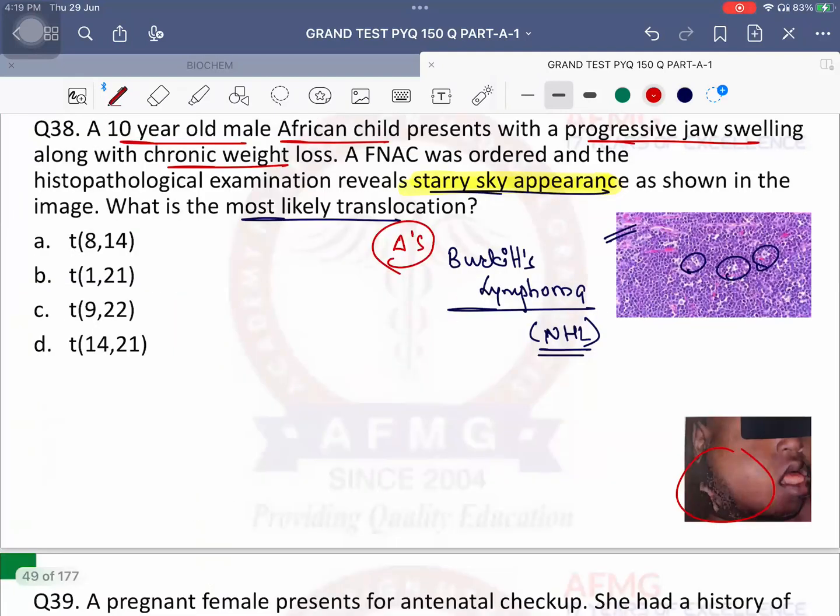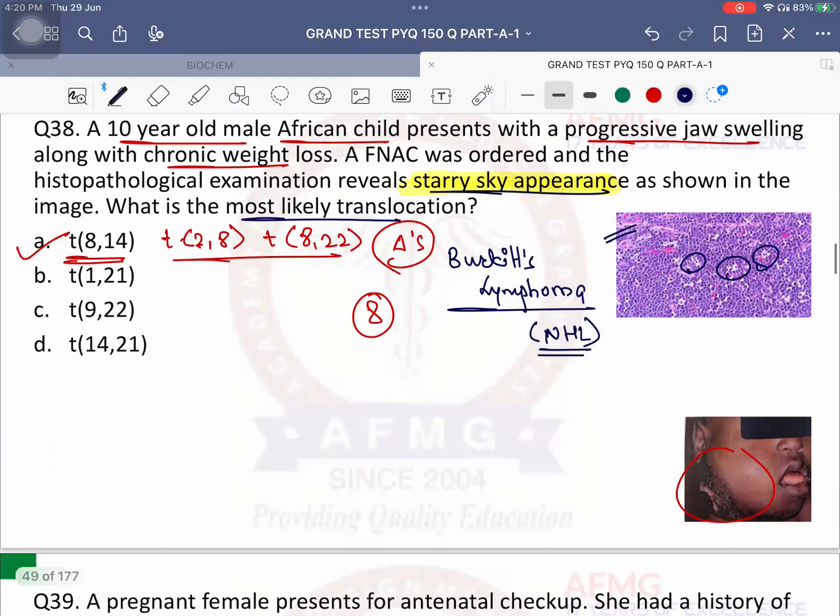Translocation, B looks like 8. Okay, therefore it is translocation 8;14, translocation 2;8 and translocation 8;22. जिसके जिसके नाम में 8 आता है, that is all associated with Burkitt's lymphoma. So translocation 8;14, translocation 2;8, translocation 8;22 आ रहा उस पे.